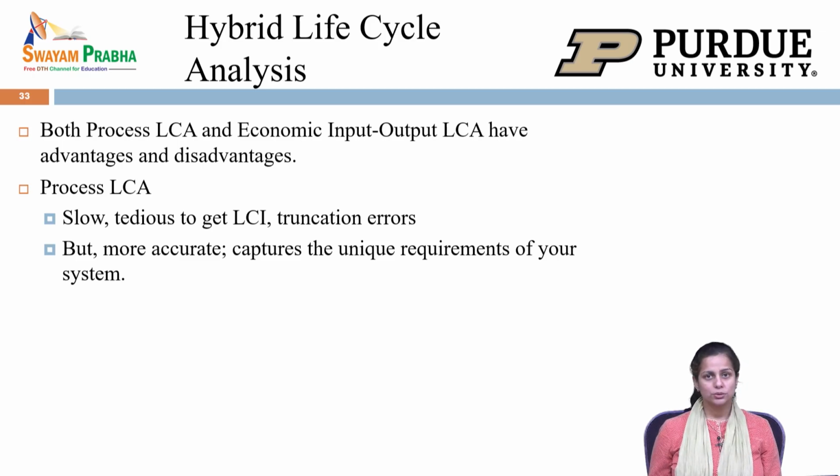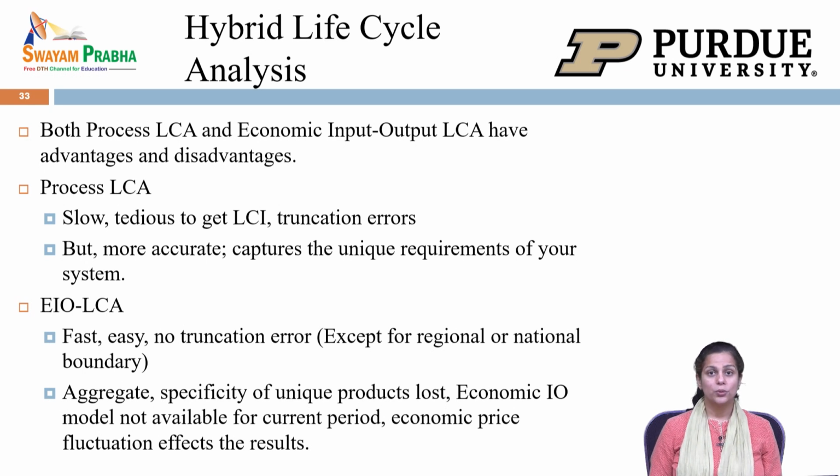When we go to the economic input output model, we know that it is fast because we have the input output model already available. All we need to do is set the final demand for our system and then calculate the total impact using the Leontief model and the emissions and resource coefficients. Of course, there is no truncation error except for the regional or national boundary if you are looking at one region, but we do not miss any of the important processes or any of the indirect impact.